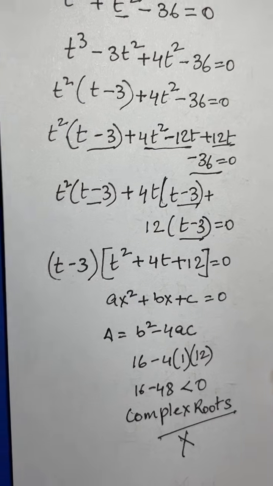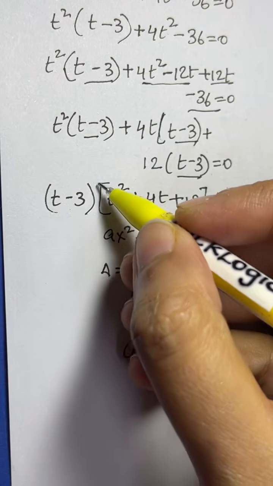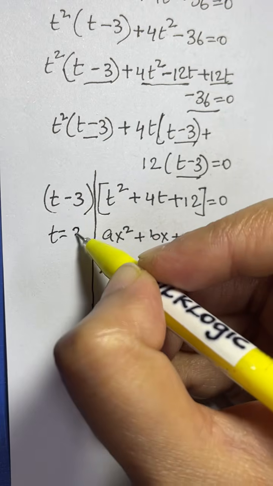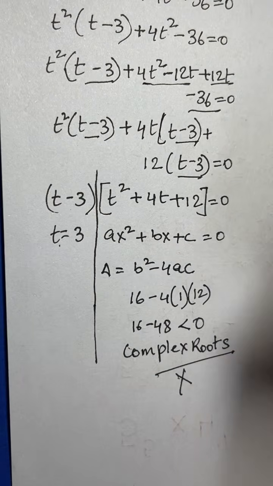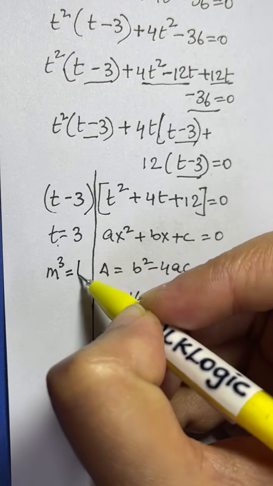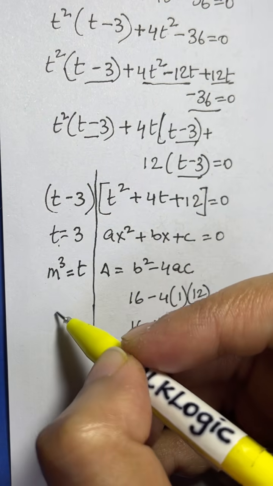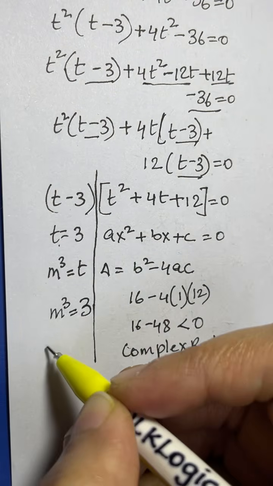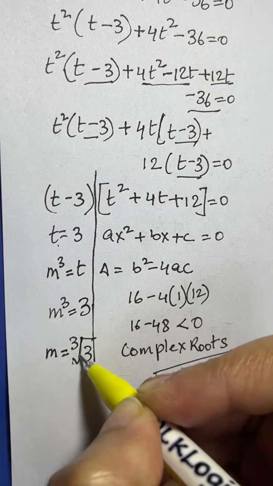So cancel that off. So t minus 3. Let's find the solution for this. T minus 3, so t is equal to 3. Now we already know what t is. What was our t? That was m cube. If you remember, we had let m cube be t. Now we're going to substitute it back. So m cube is equal to, what is t? 3. So what is m? M is cube root of 3.